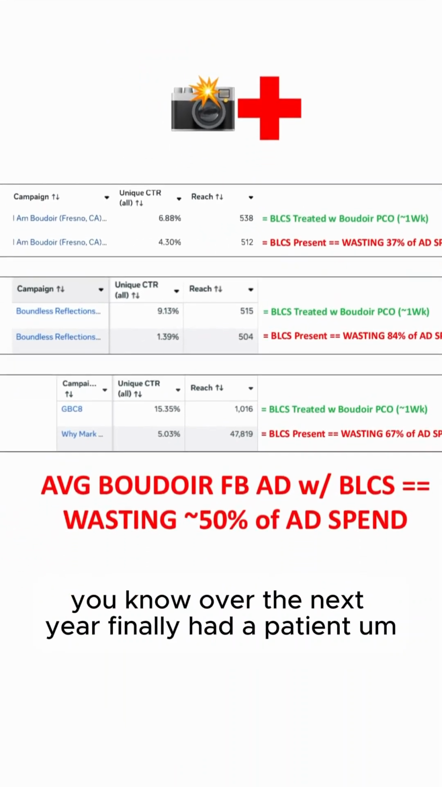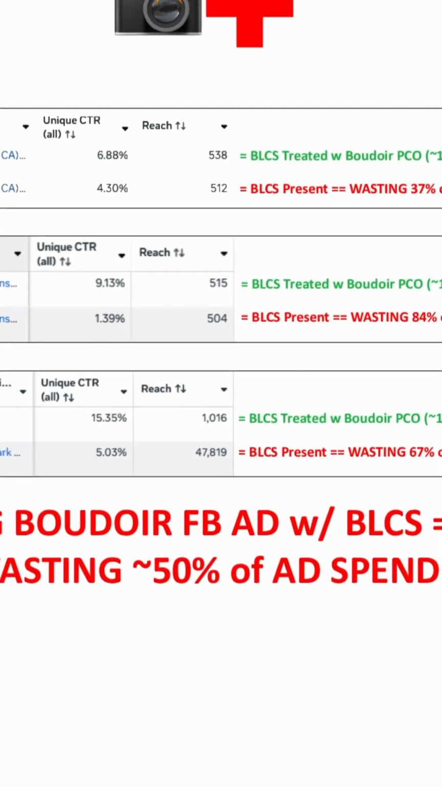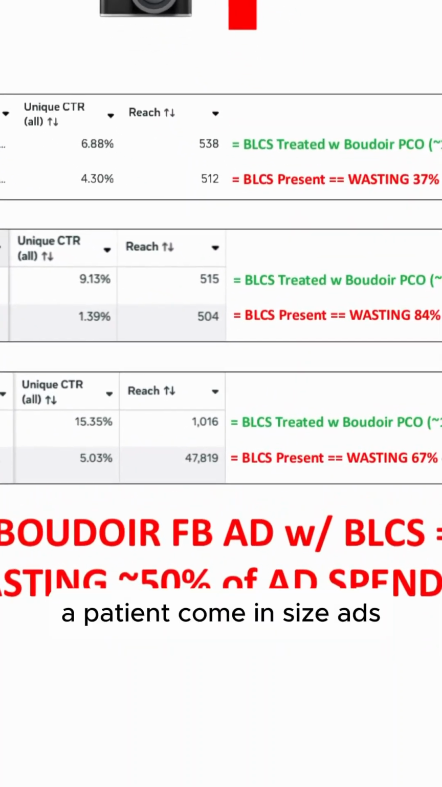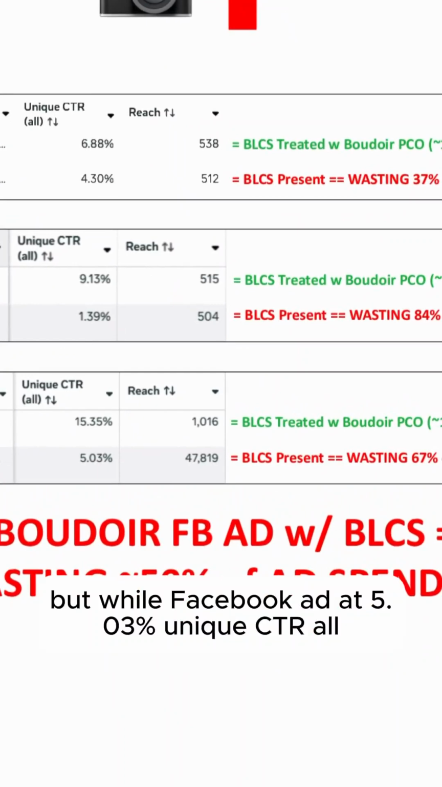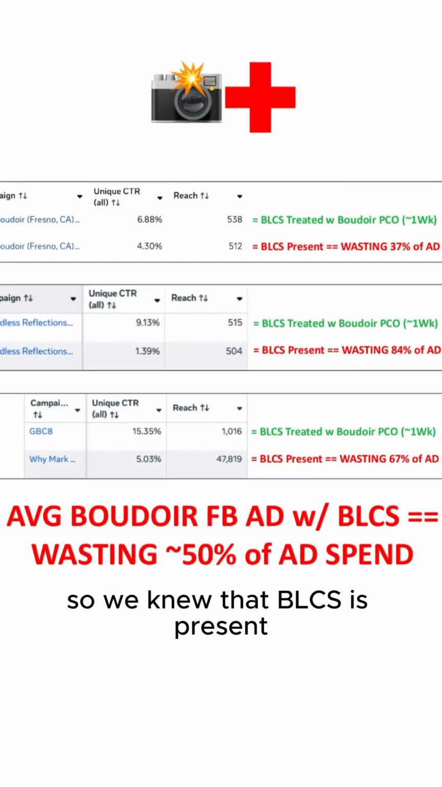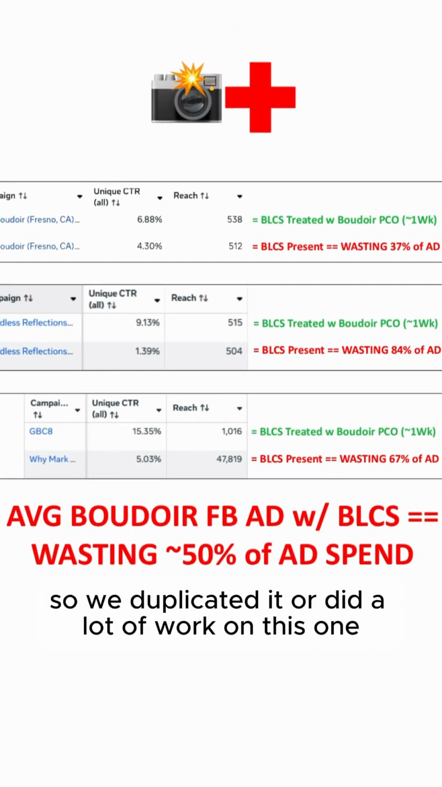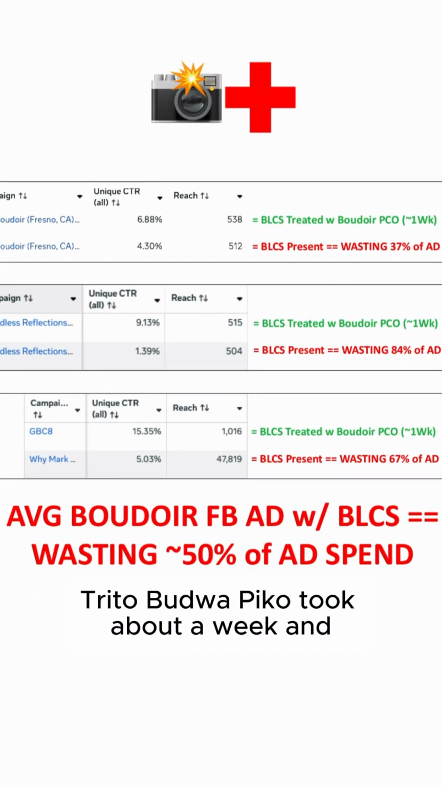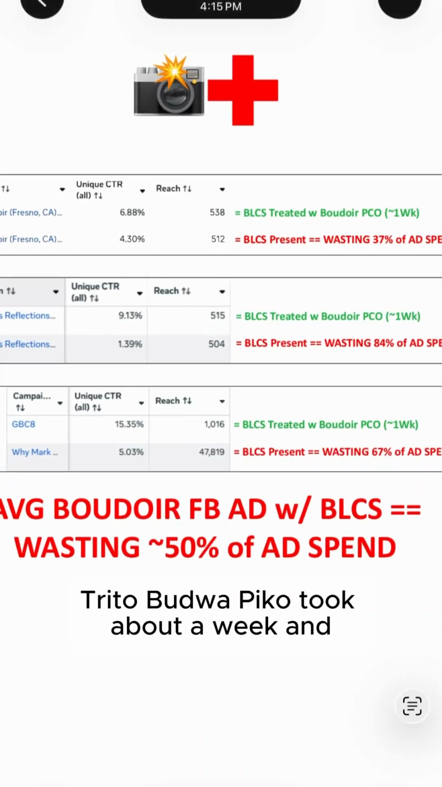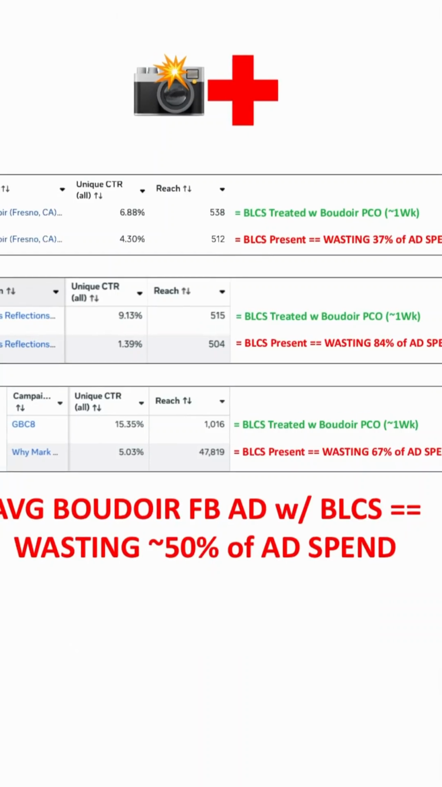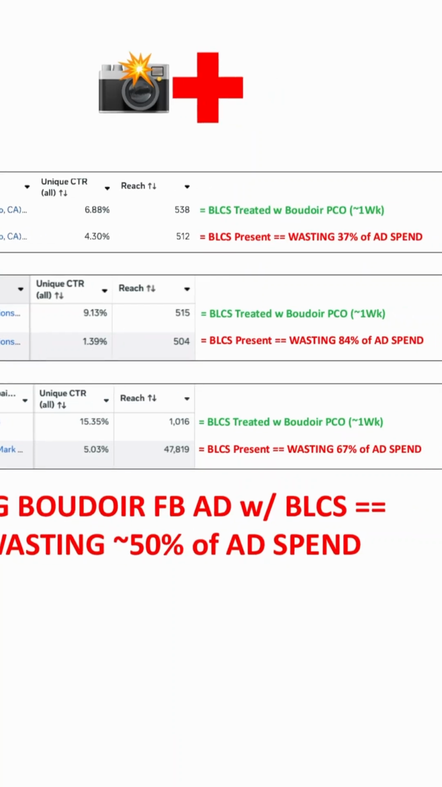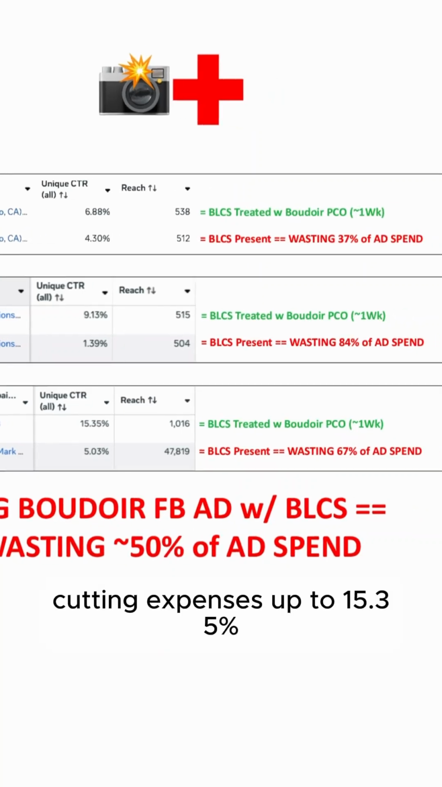Finally had a patient come in, saw his ad, Boudoir Facebook ad at 5.03% unique CTR. So we knew that BLCS was present. So we duplicated it, or did a lot of work on this one. Treated it with Boudoir Pico, took about a week, and we got the unique CTR up to 15.35%.